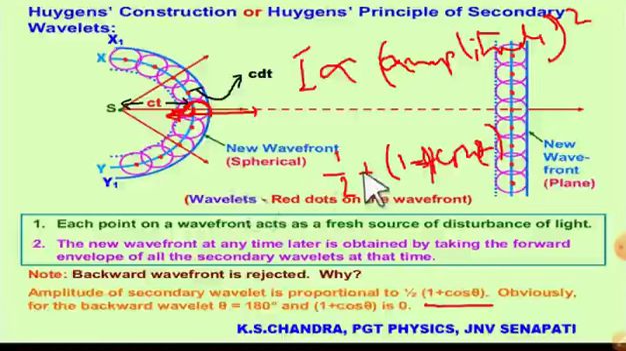So your primary wavefront, then the secondary forward wavefront will only exist, and there will be no backward secondary wavefront. If you are asked why there is no backward secondary wavefront, then you have to say that as per Stokes law, the amplitude of the secondary wavelet is proportional to half times 1 plus cosine theta. And for the backward wavelets, theta is equal to 180 degrees, and so 1 plus cosine of theta is 0.